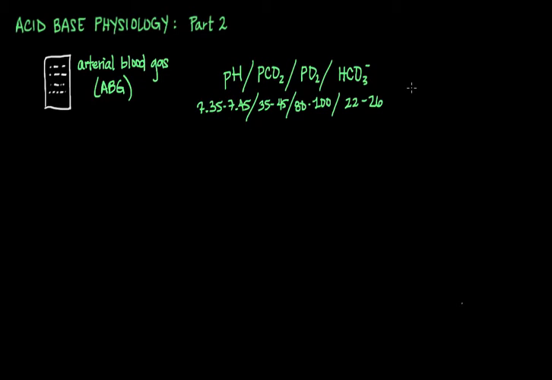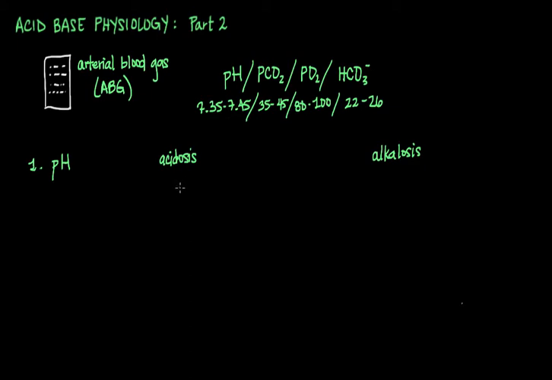So the first step is to look at the pH. Basically, you have to determine if the patient is acidotic or alkalotic. So this is easy enough. If it's below 7.35, then the patient has some sort of acidosis, and if it's above 7.45, then they have some sort of alkalosis. So now let's say they have some sort of acidosis.